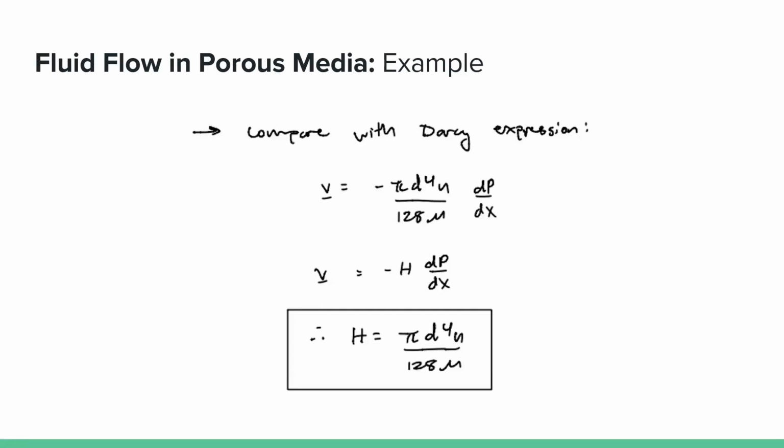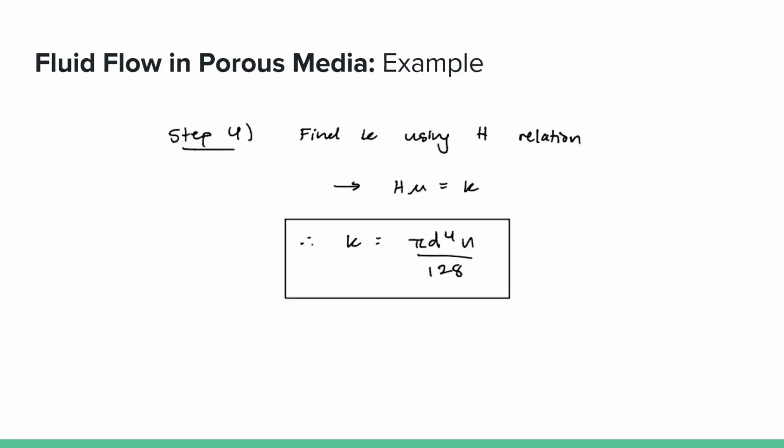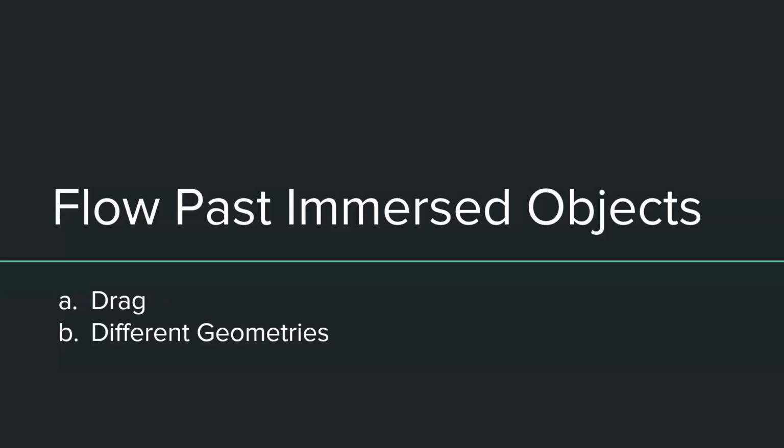Now that we have this, we're able to compare it with the Darcy expression and see that the value of H is equal to pi d to the 4 n over 128 mu. The next step then is to find K, and this is pretty easy since we know the relationship between H, mu, and K. We're able to find that K is equal to pi d to the 4 n over 128. Now we're going to move on and talk about flow past immersed objects.